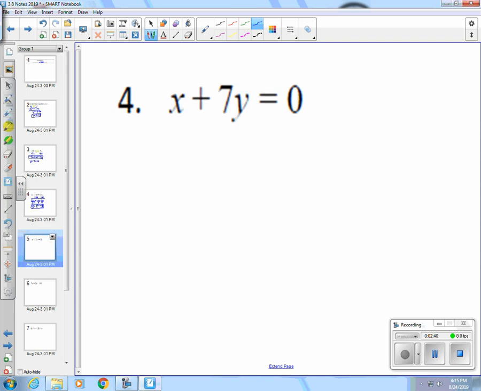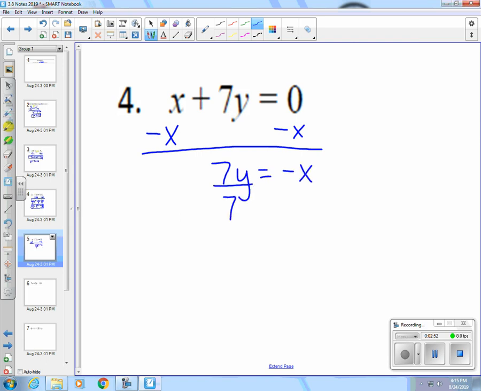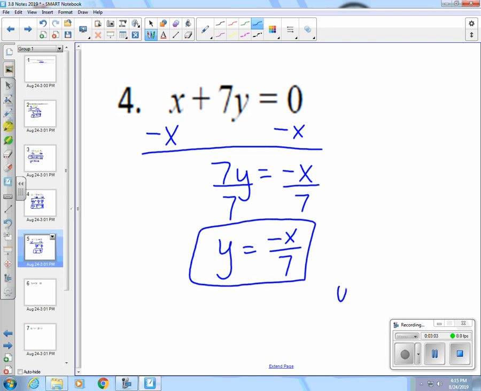All right, on this one, let's move our x over to the other side. And in doing so, that's minus x minus x. So we have 7y equals a negative x. And then we're going to divide by 7 on both sides. So we have y equals a negative x divided by 7. That's the same thing as y equals a negative 1/7 times x. Either way is correct.